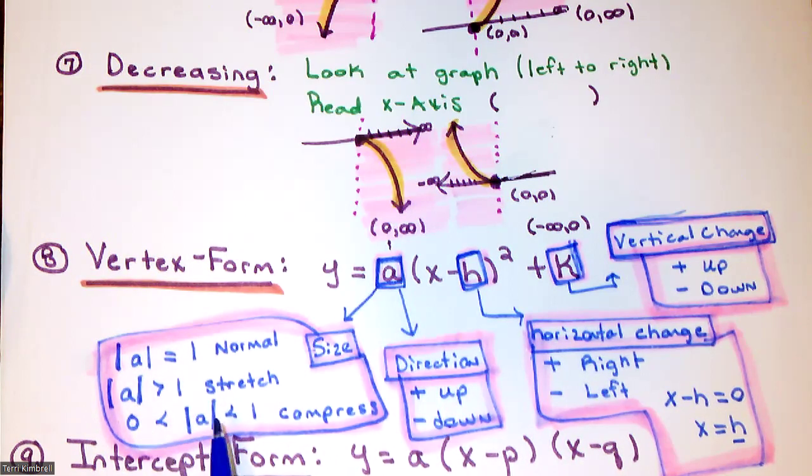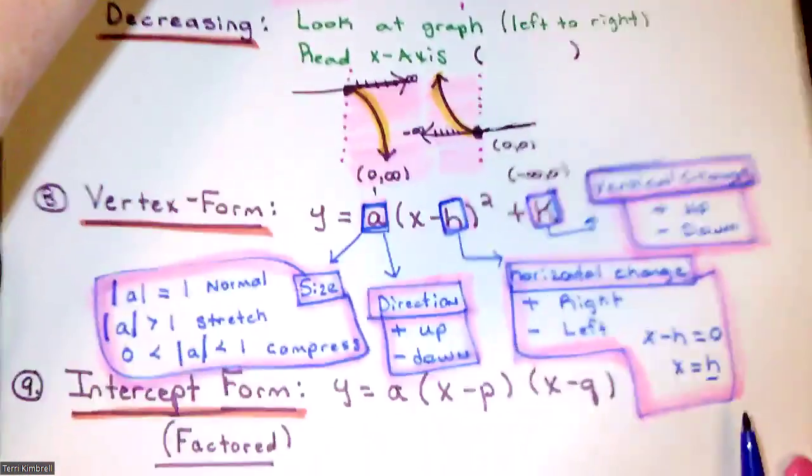If the absolute value is between 0 and 1, like 1/3, it's going to be a compression, so it's going to get wider, okay? So remember, the direction is up or down. So you have to look at the sign, but you do not look at the sign for the size. So the A is going to tell you 2 things about the graph.